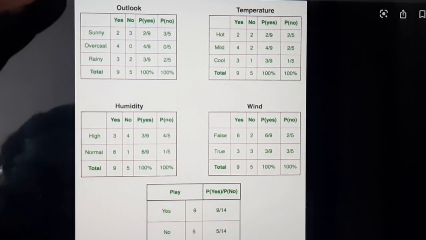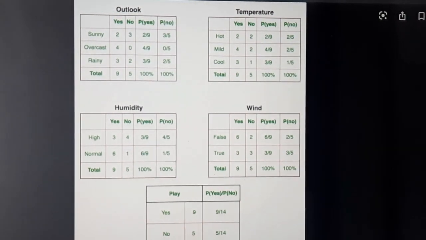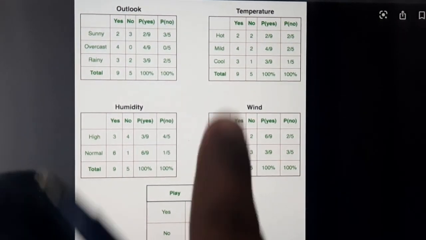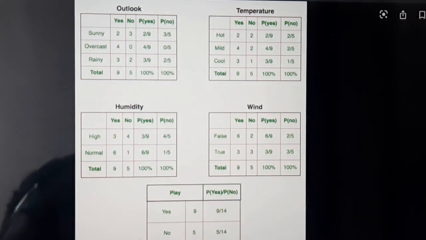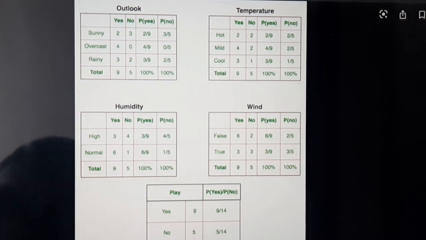So in this way you can draw the tables, guys. I directly drew the tables of the probabilities. You can draw them neatly with the values, yes or no, probability of yes, probability of no, in this way. I hope everyone got some basic idea on the concept of Naive Bayes classification.